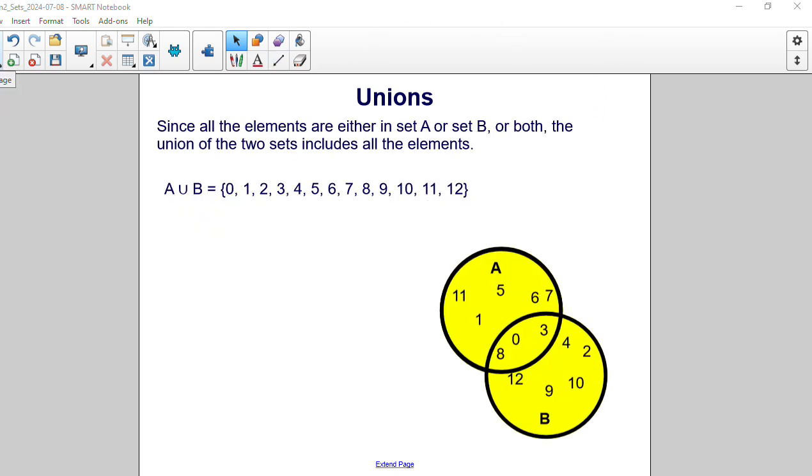Since all the elements are in either set A or set B or both, the union of the two sets includes all of the elements. So A union B includes all of the integers from both set A and B. And you'll notice in this diagram, set A, set B, and the intersection of the two are all highlighted in yellow to indicate that every element of set A and B is included in the union.